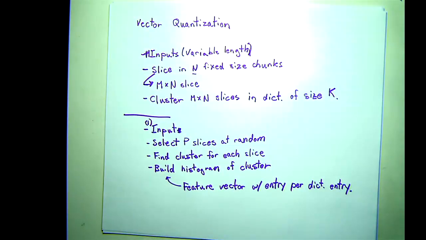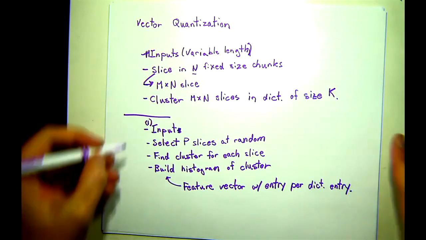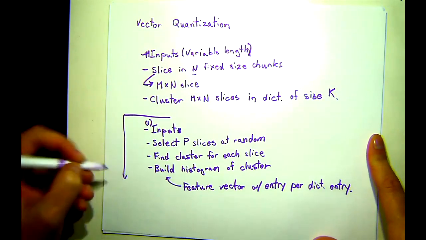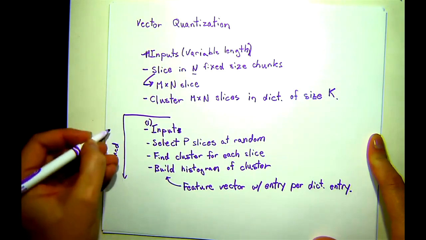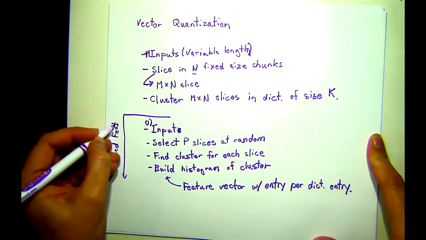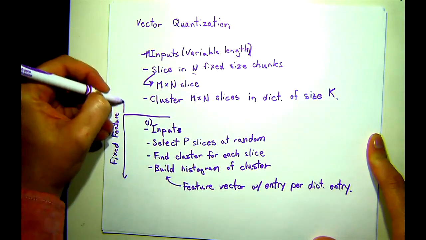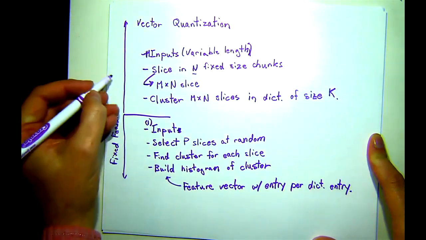So that gives us our fixed length feature vector for each of the images, and that'll work for both the inputs that you originally used and for new images or new data items that come along. So this part of the procedure is how you build the fixed length feature vector. And this part is more how you build the dictionary.